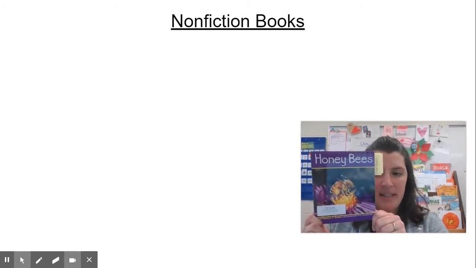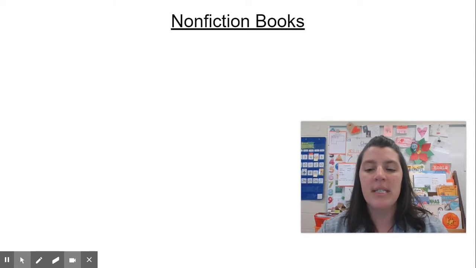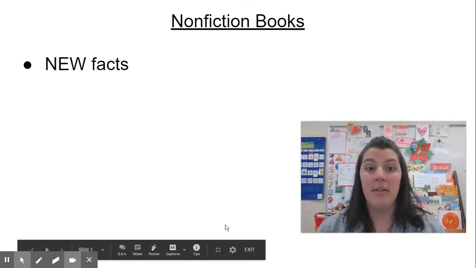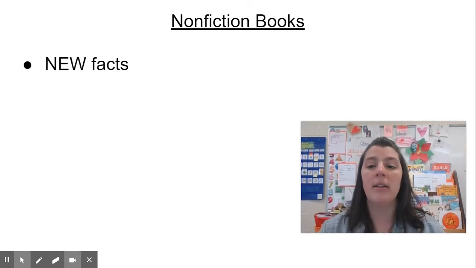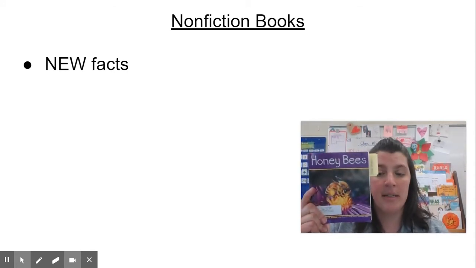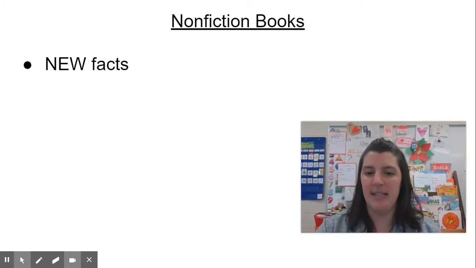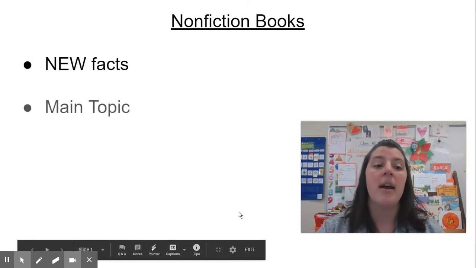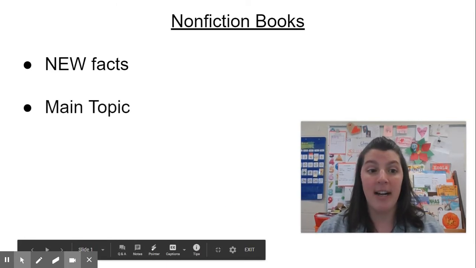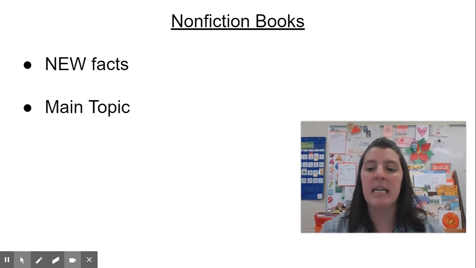It's called Honeybees. First, I want to review some of the things we've already learned to do with our nonfiction books. Like I just said, we know that we can learn new facts. That means sometimes there are things I already know about a topic. I already know some things about honeybees. But today, when I read this book, I'm going to look for new facts, the things that I did not know. And we can use those facts that we learned to determine the main topic.